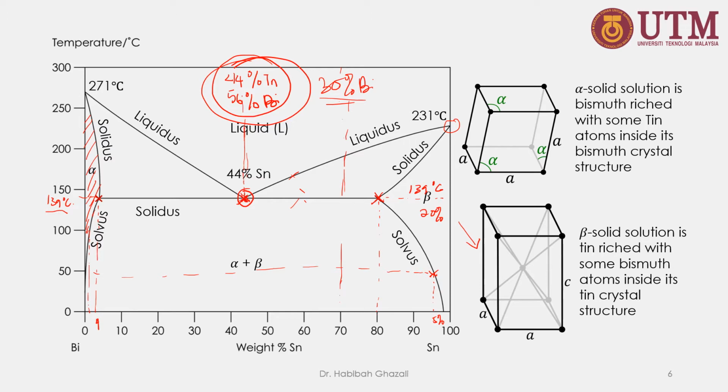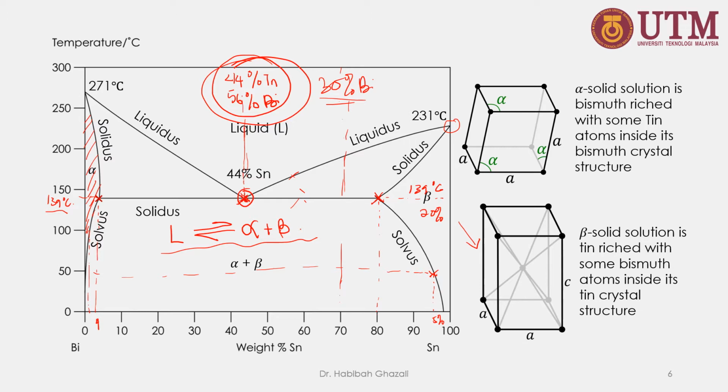So the liquid will start to transform to solid in an isothermal reaction. This is what we call a eutectic reaction. The liquid will transform into two solids at that temperature. So this is the eutectic reaction.